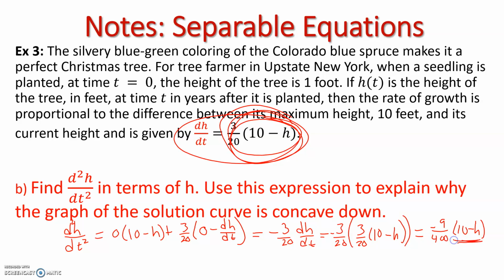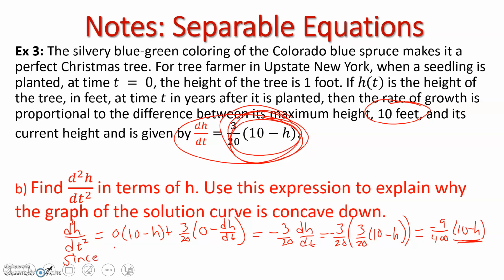Well, if we look here at this binomial factor, we see that it's 10 minus h. And we know that at its maximum height of 10 feet is when it's being cut down. So the only way to make this come out negative is if the height were greater than 10. Since the height will never be greater than 10, we could see that the second derivative will always be negative. All right, so we're going to state that.